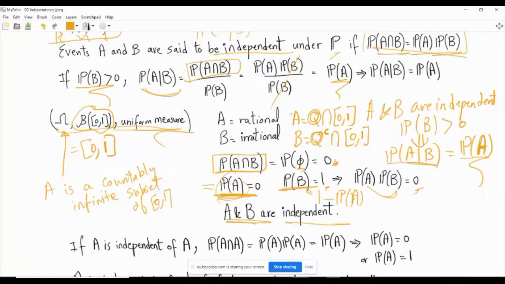So we did this here, exactly. The probability of the rational numbers, because they are countably infinite, is equal to 0 under the uniform measure. Now, the probability of B will be 1 minus 0, because B is the complement of A on [0, 1]. Now, what is the probability of the intersection? The intersection is the empty set, so the probability is 0. And so 1 times 0 is 0. Okay, so they are independent.